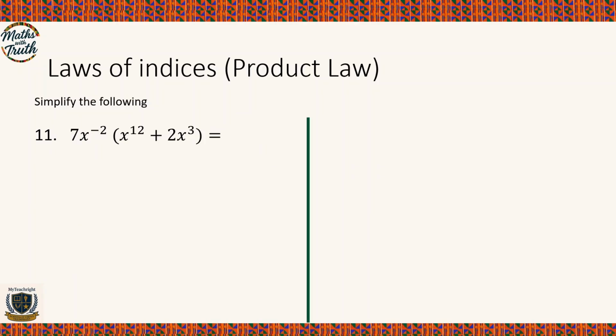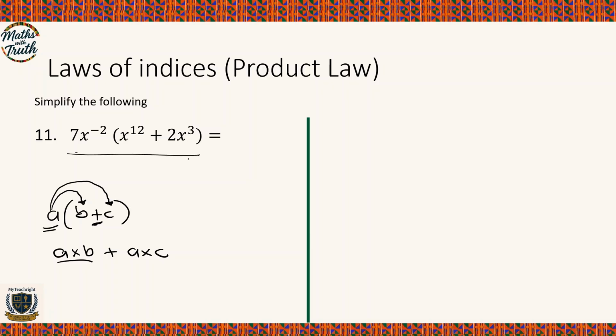This plays with the distributive property of multiplication. So if you have, for instance, a into bracket b plus c, what happens is that you distribute: you have a times b and a times c, and you maintain the operation in the bracket. So then you have a times b plus a times c. It's the same thing we're going to use here. Let me wipe this.